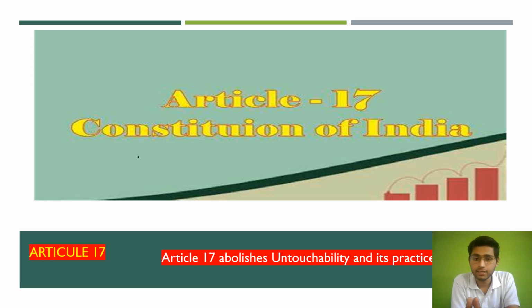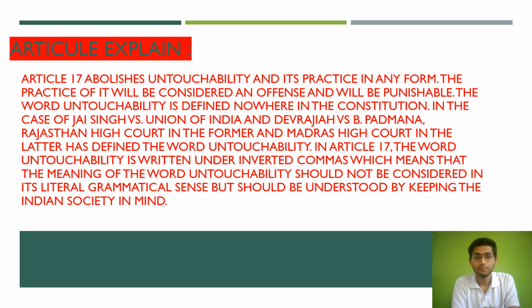मतलब ये Article 17 पूरी तरह से untouchability को समाप्त कर देता है। तो दोस्तों अब हम आर्टिकल 17 को थोड़ा डेप्थ में जानेंगे। चलिए शुरू करते हैं। Article 17 abolishes untouchability in any form. The practice of it will be considered an offense and will be punishable. अब देखिए, under Article 17, if any person tries to practise untouchability against any other person of lower caste, SC, ST, then it should be punishable.